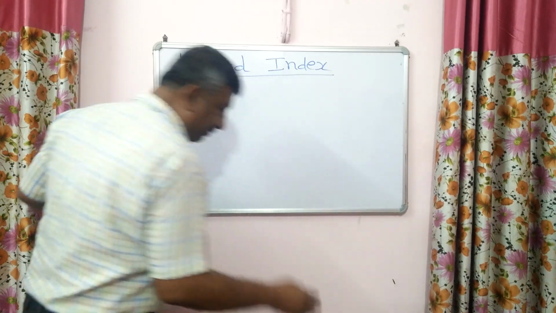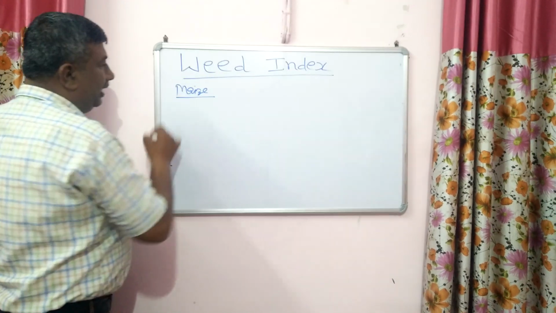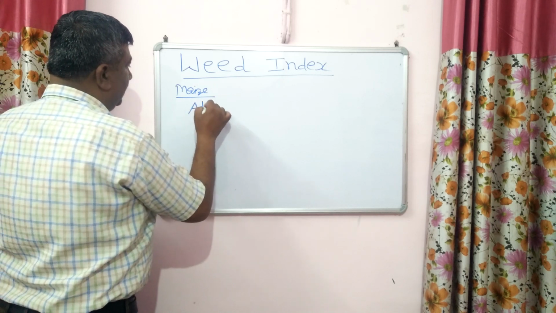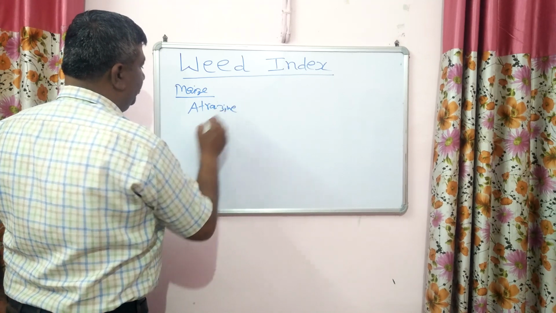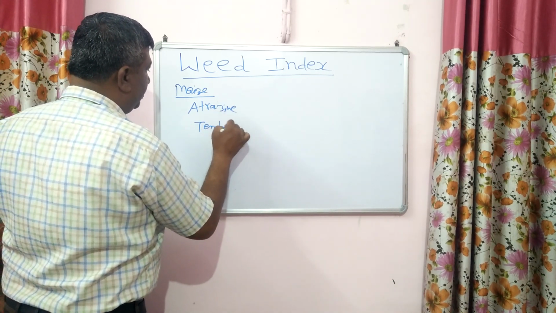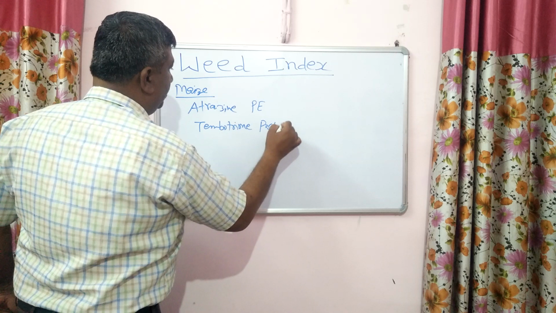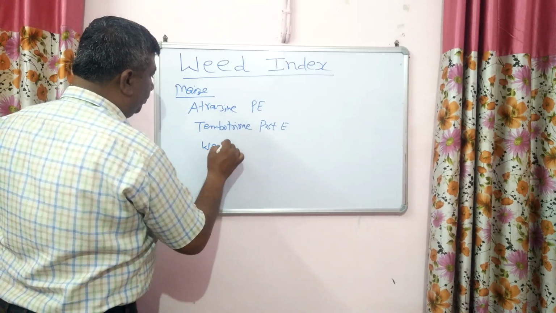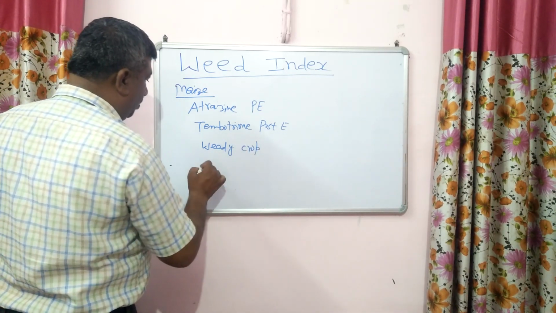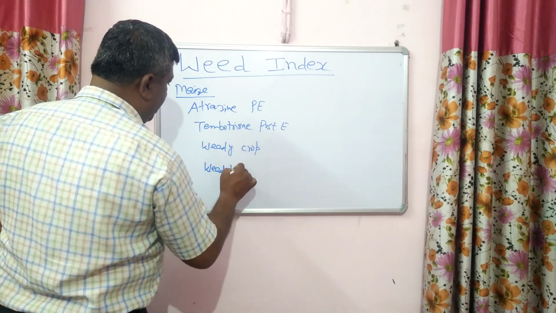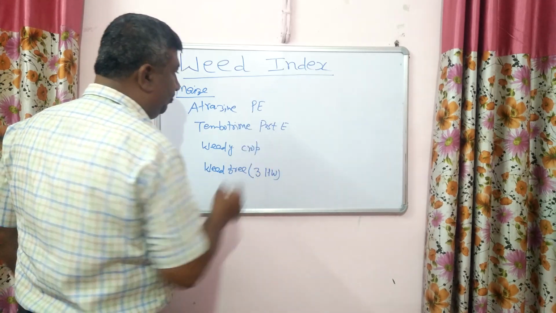And here I am again giving some numerical. Suppose a maize crop is grown and we are applying atrazine, we are applying tembotrione. This is pre-emergence, this is post-emergence, and suppose then other is weedy crop. No weed control is done in weedy crop and weed free crop, and we keep the crop weed free, and suppose we require 3 hand weeding to keep weed free crop.